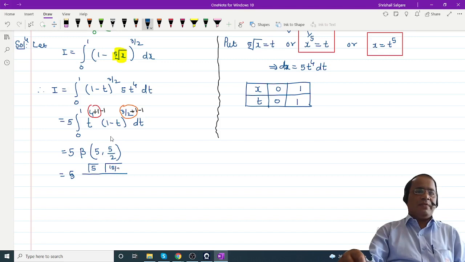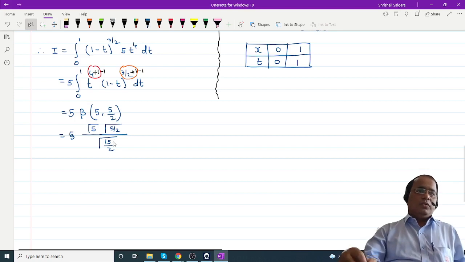It is 15 by 2. Correct me if I am wrong. Sorry, the denominator is 15 by 2. So it is gamma of 5 by 2, and the denominator is gamma of 5 twos are 10, 10 plus 5, it is 15 by 2. Now see, what I will do, first I will simplify the denominator because that is a bigger gamma.